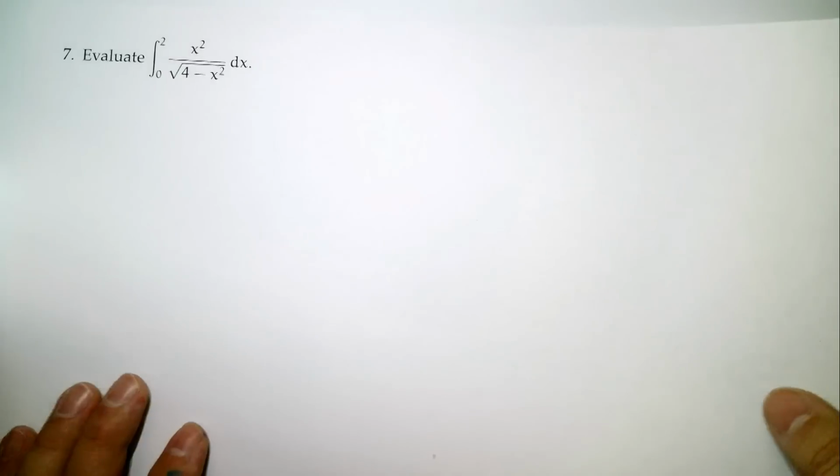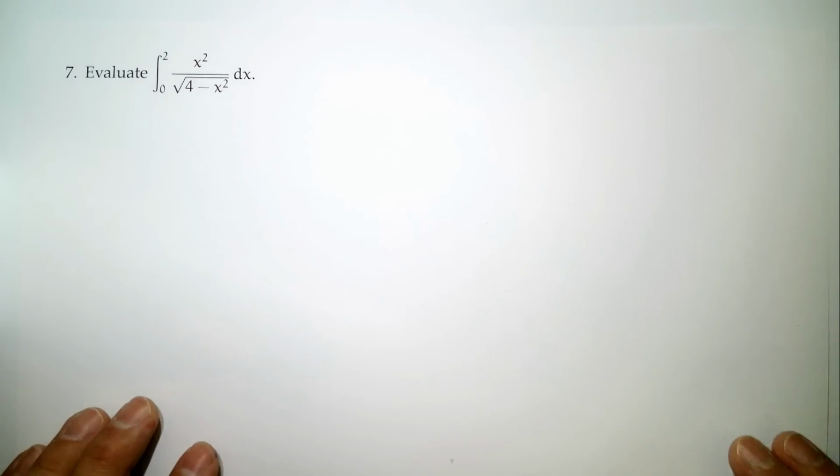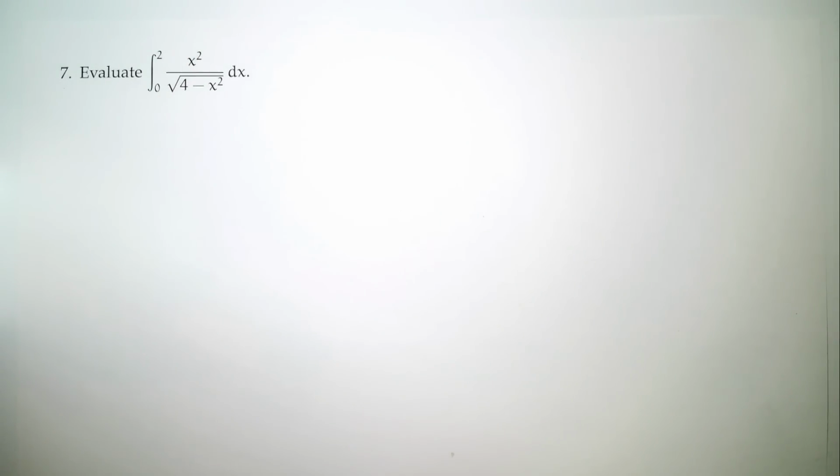All right. Good. I think we're picking up speed. We'll finish with plenty of time. All right. Evaluate the integral from 0 to 2 of x squared over the square root of 4 minus x squared. Well, this sounds familiar. What technique should we be using?